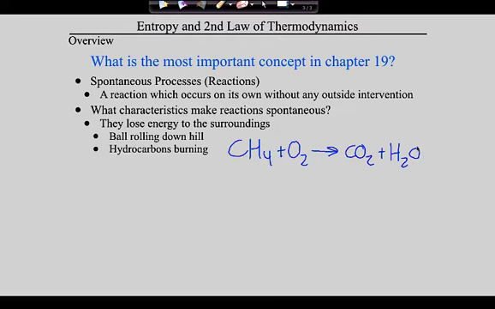So guys, where does this process take place in your world? Every time you light a Bunsen burner. CH4 is methane, which is predominantly natural gas. There is some butane. There is some methane in there as well, but it's mostly methane, CH4. So guys, this is what happens when you light your Bunsen burner.